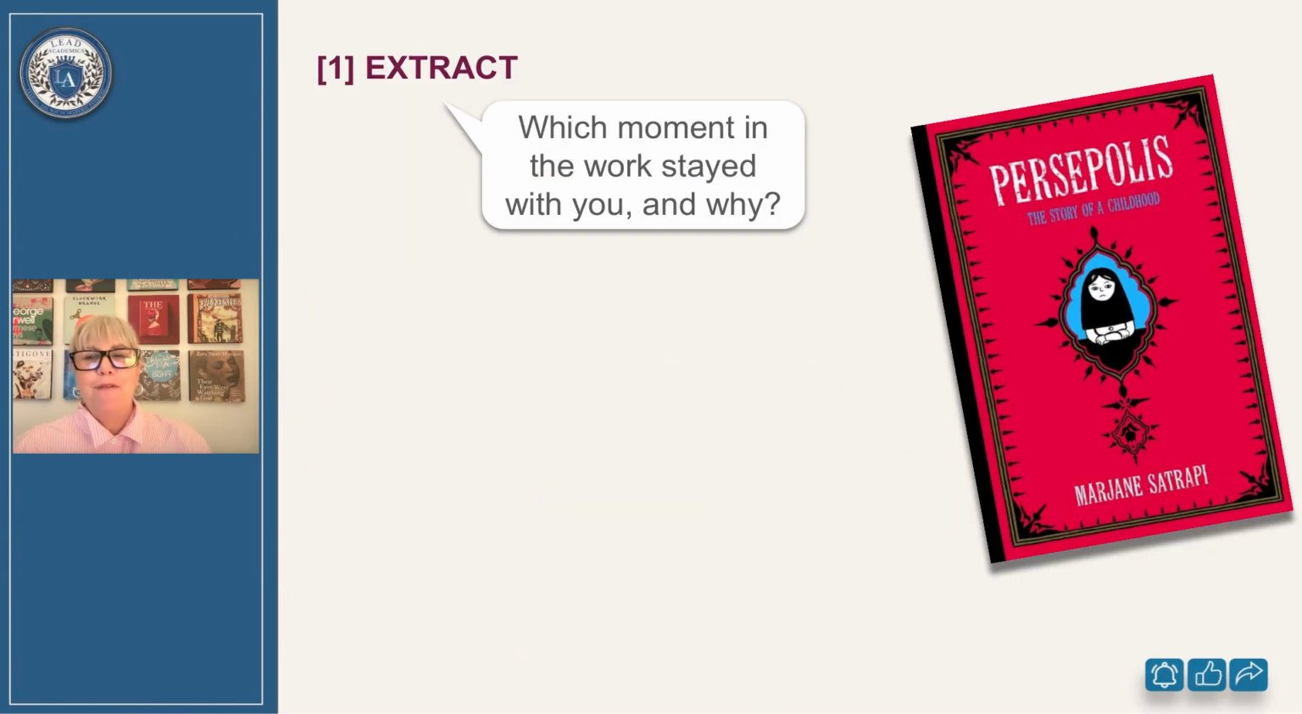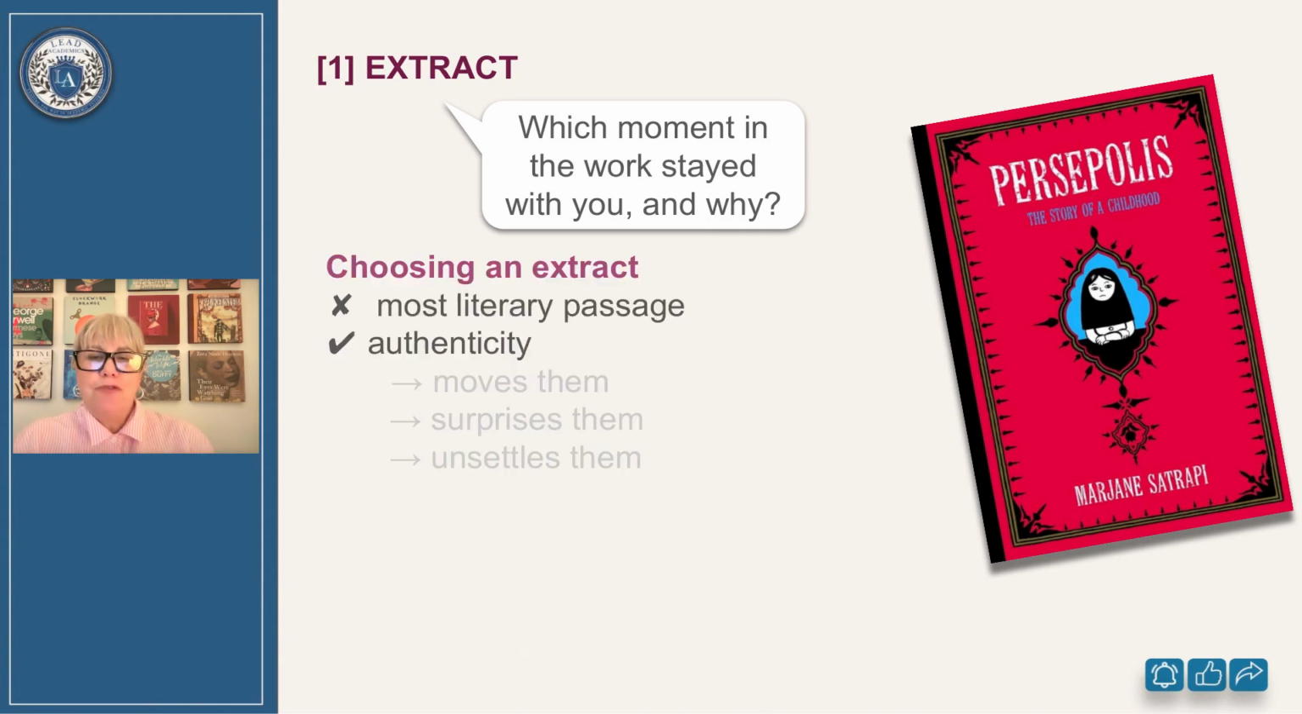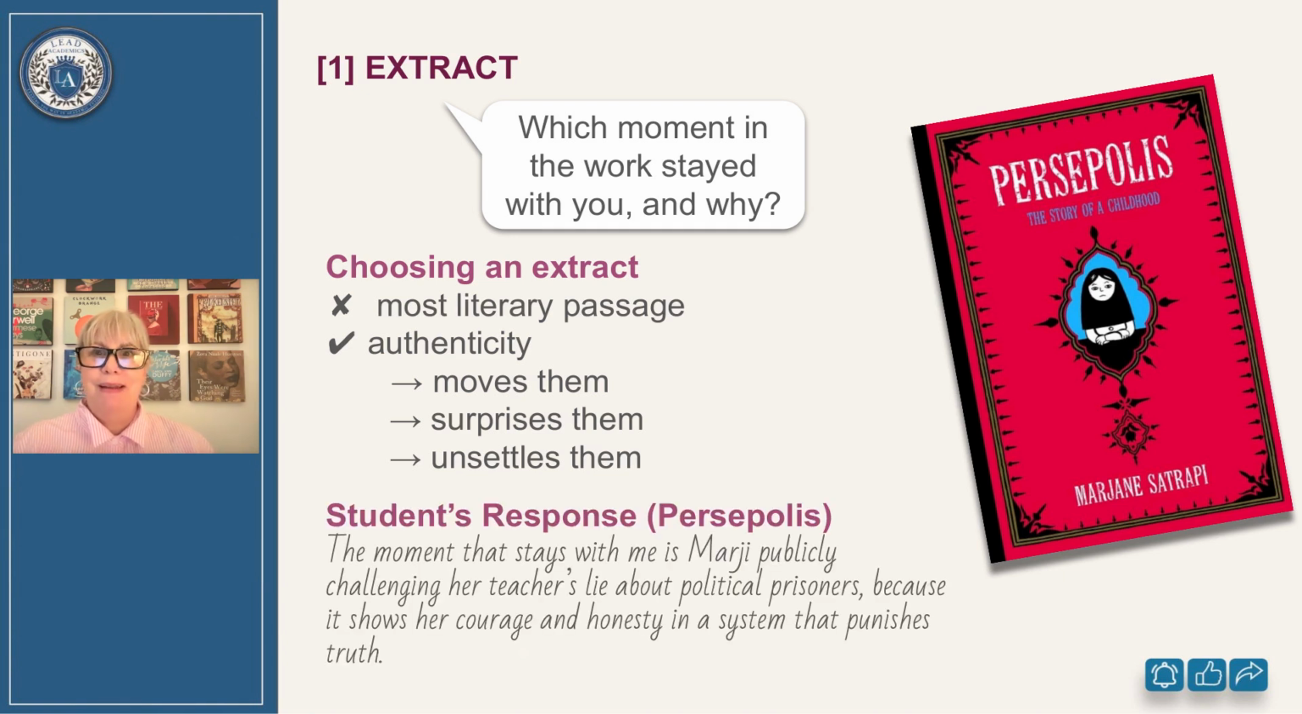outcome. For example, the first question, which moment in the work stayed with you and why, is designed to help students find an exact extract. Choosing an extract isn't about finding the most literary passage. It's about authenticity. When students start with something that genuinely moves them, surprises them, unsettles them, their analysis has energy and authenticity, and that authenticity keeps them focused, keeps them motivated.